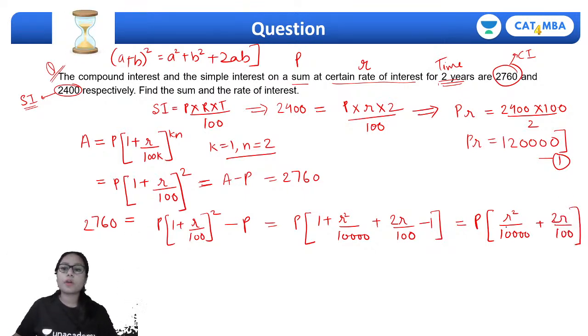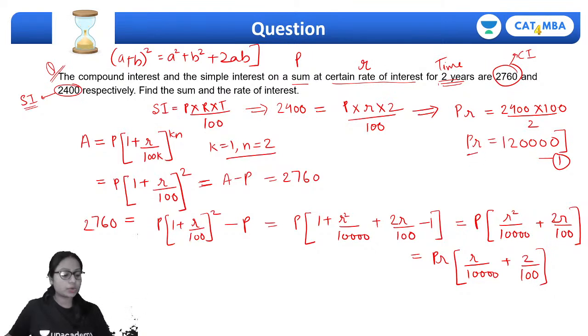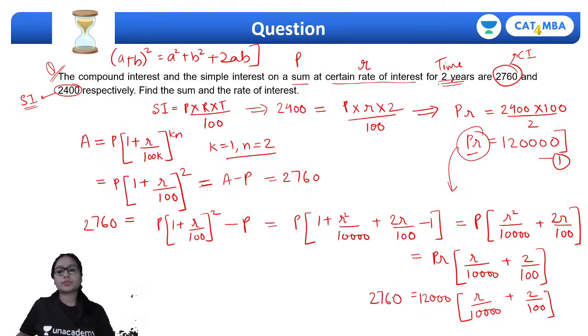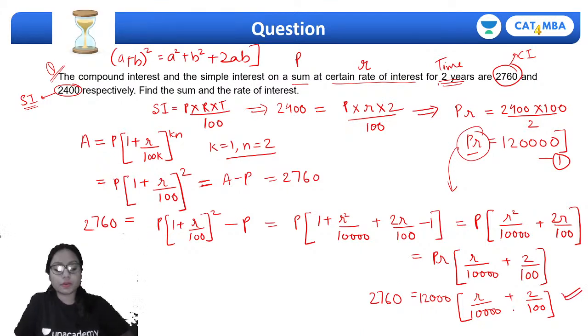Now from here I can take r common from this equation and I can write this this way. Okay, this is what I get. Now from equation 1 I know the value of p into r, so I am going to substitute this value here. So I will get 12,000 into r upon 10,000 plus 2 by 100 is equal to 2760. So this is an equation we have. Please simplify this equation and tell me what would be the value of r.